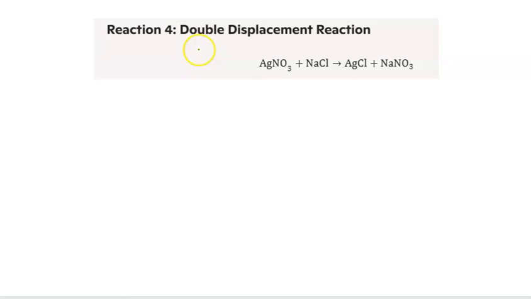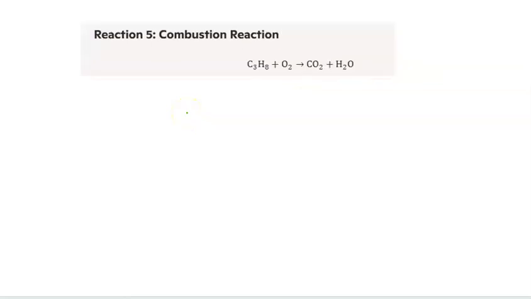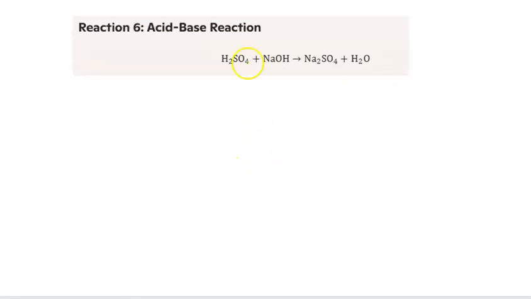And here you have a double displacement. Copper occupies the place of sodium, and sodium takes the position of silver in the products. This is a double displacement reaction. Combustion, as I told you, is when a compound combines with oxygen to produce carbon dioxide and water. Here you have a neutralization reaction between sulfuric acid and sodium hydroxide that produces the salt, sodium sulfate, and always water.